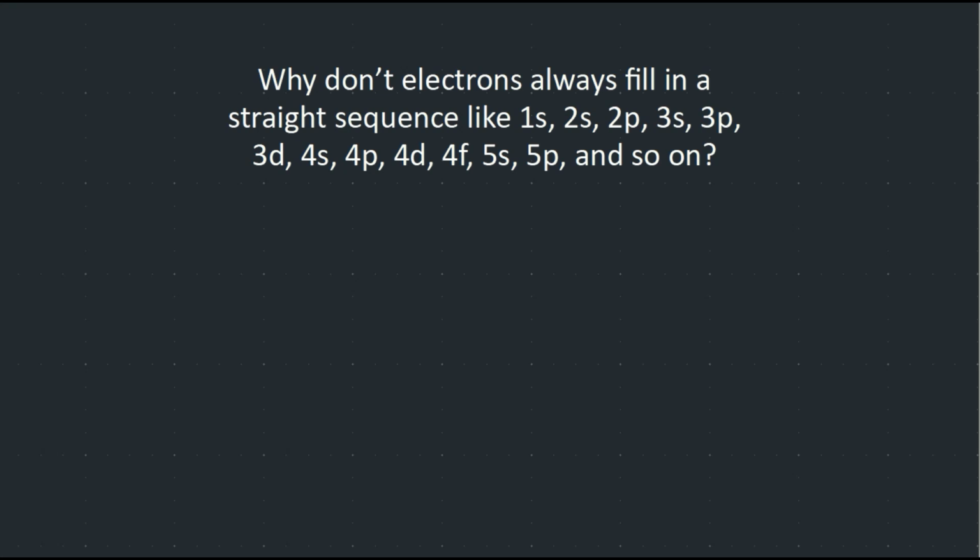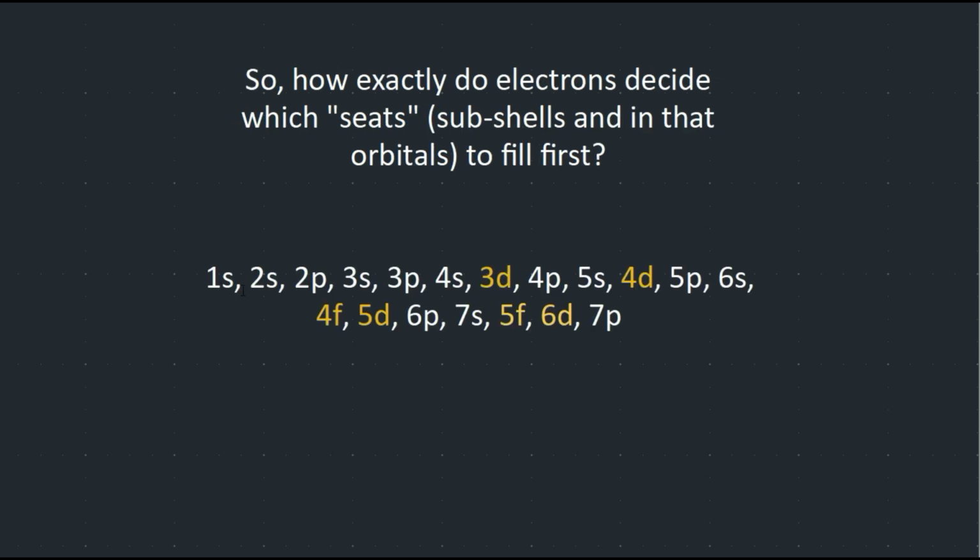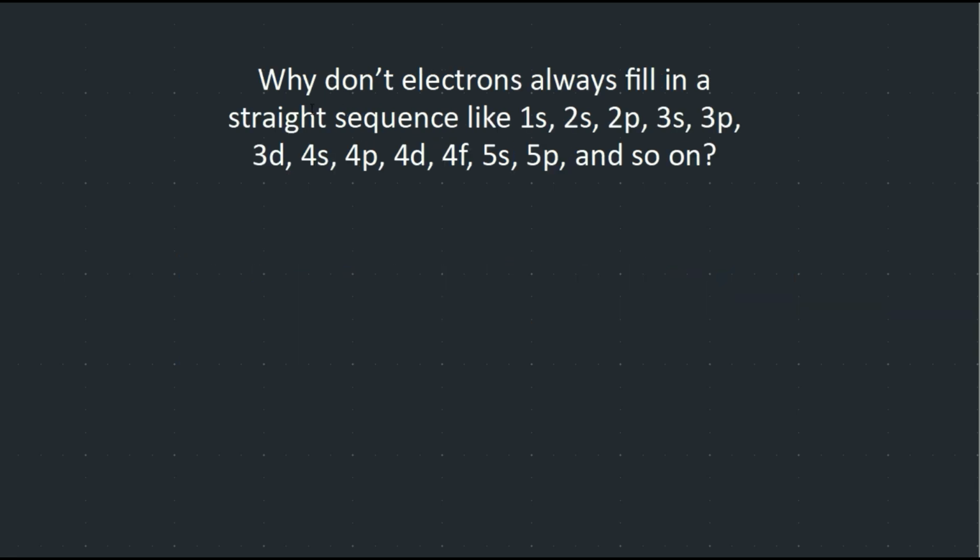We saw that electrons occupy the space in a particular order, right? We saw this: 1s, 2s, so on and so forth. But we saw an anomaly, some weird thing basically. Before 3d, 4s was filled. So that is what the question is: why don't electrons always fill in a straight sequence like 1s, 2s, 2p, 3s, 3p, 3d and so forth? Why is it that they're not doing this?